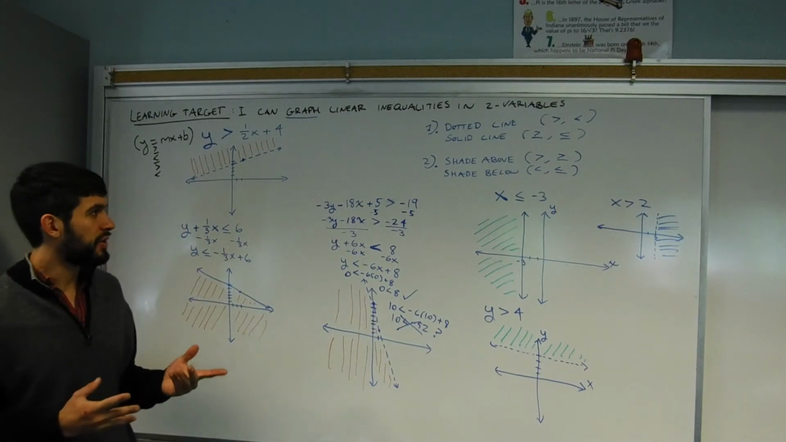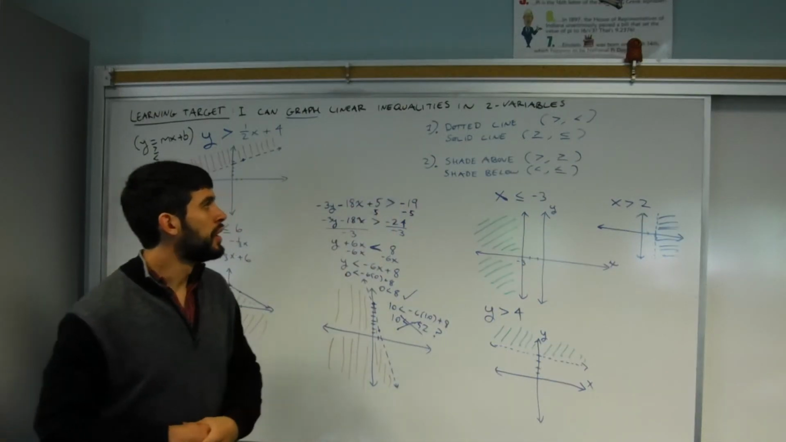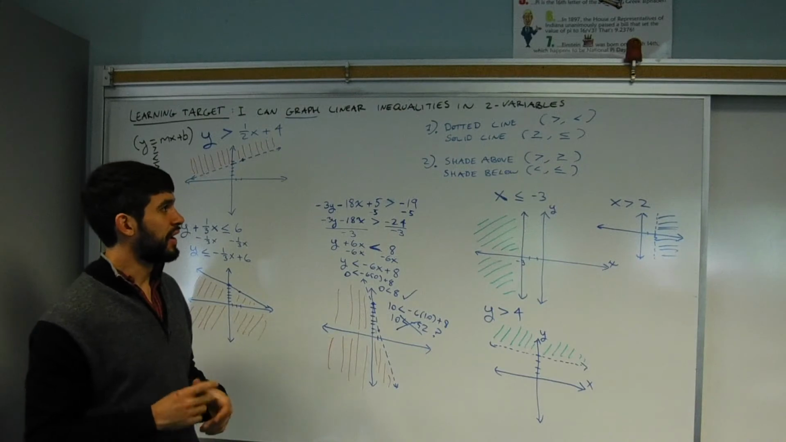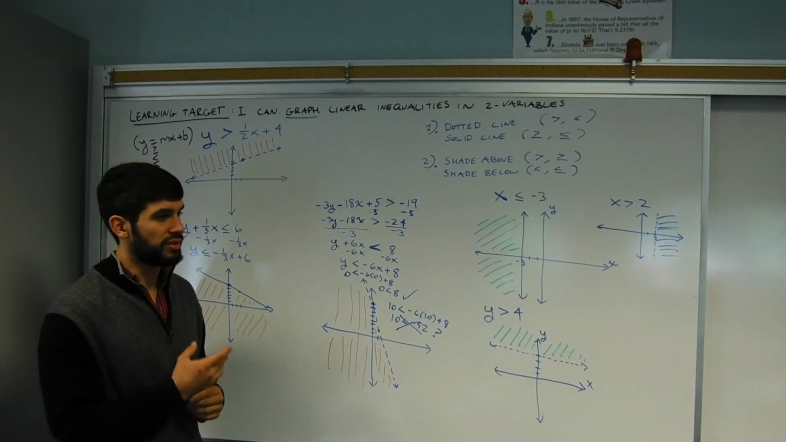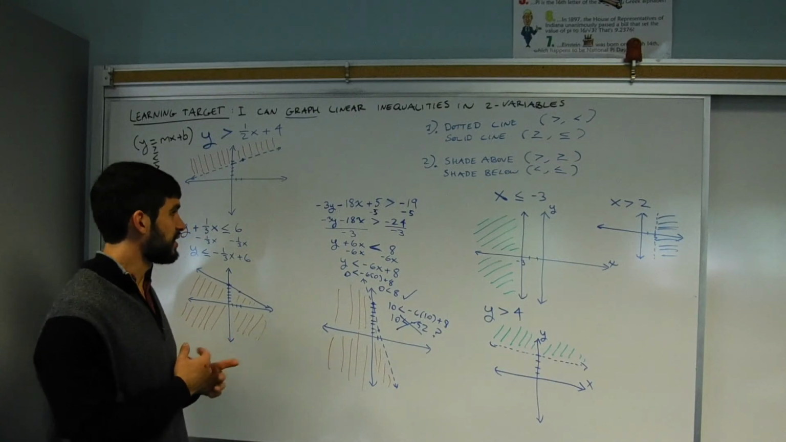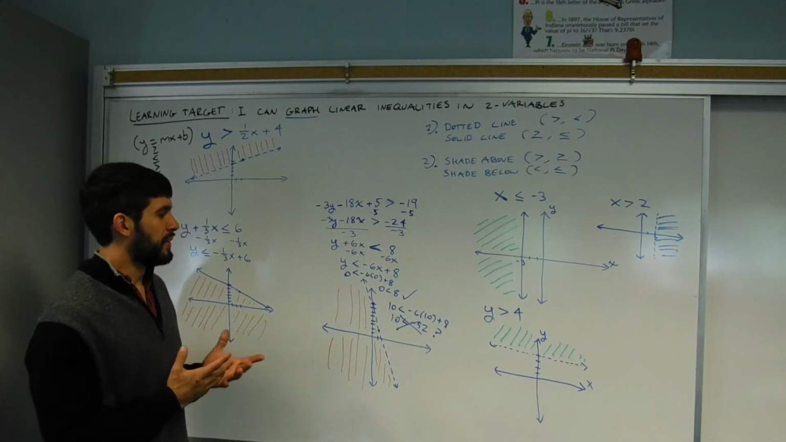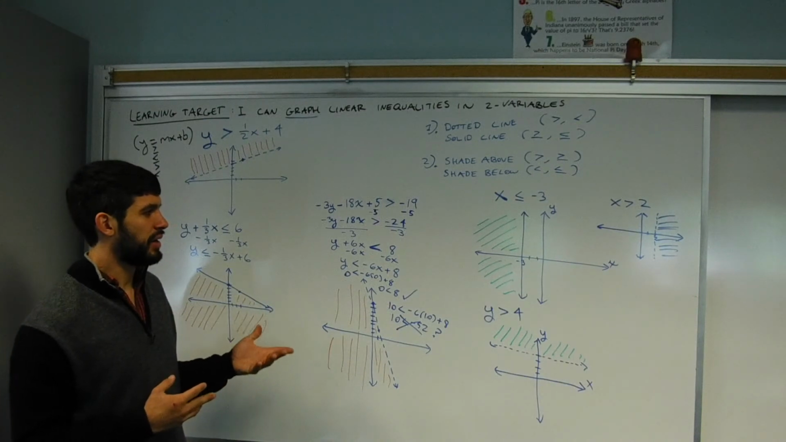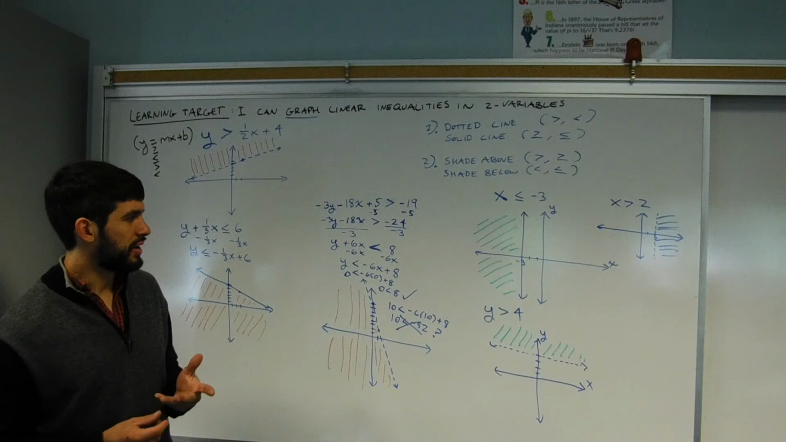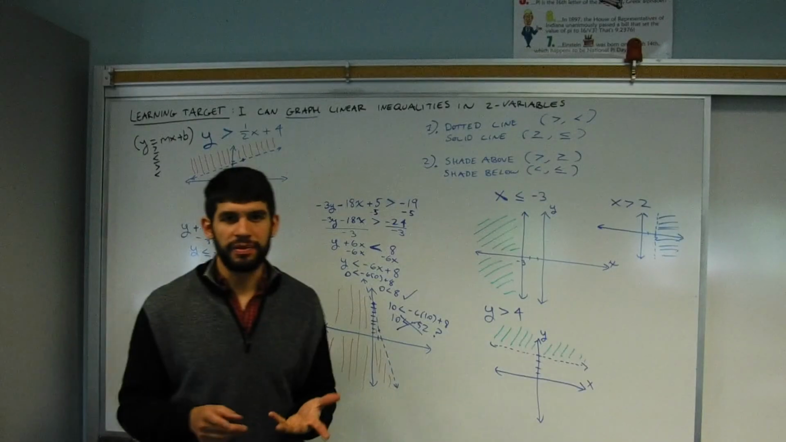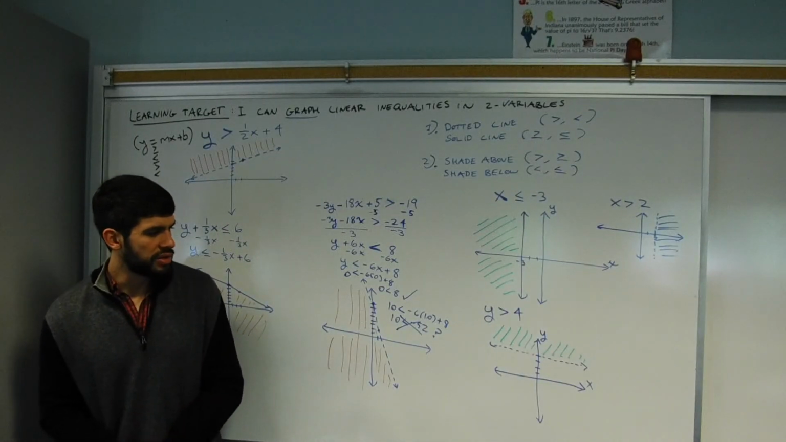It's pretty simple. You just have to remember these two key concepts: if we have greater than or less than, we have a dotted line. If it's greater than or equal to or less than or equal to, we would graph with a solid line, and then deciding whether or not we want to shade above or below the curve, or in the case of vertical lines, left or right. So that concludes this lesson.